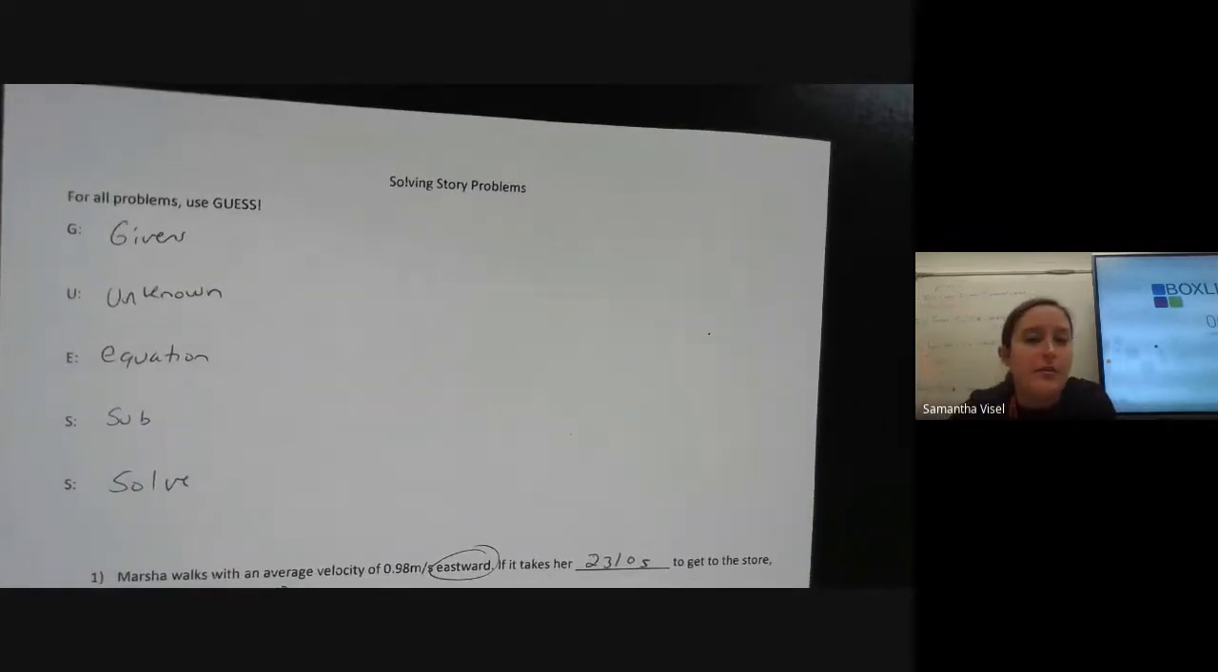Now we have steps, ways of thinking when it comes to solving a story problem. So these I like to call the GUESS steps. The G stands for the given, so what do you have? U is the unknown, what are you looking for? E is the equation, so what equation are you going to use? S stands for sub in your numbers, and then the last S stands for solve. So what is your answer with your unit?